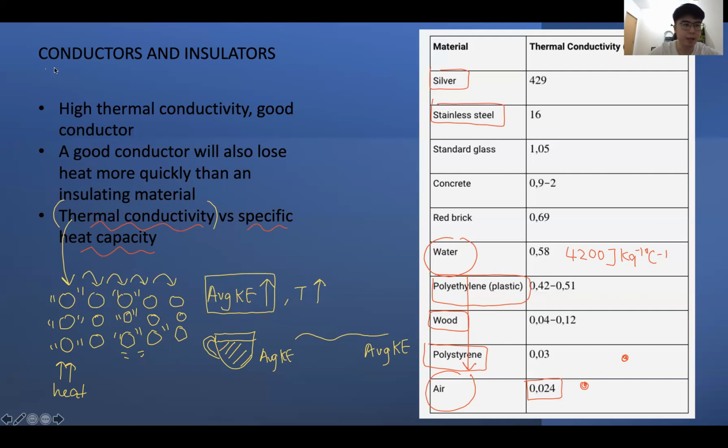Okay, so these are the conductors and insulators. Uses, we don't need to go through, all right? We can just read through the uses, all that.